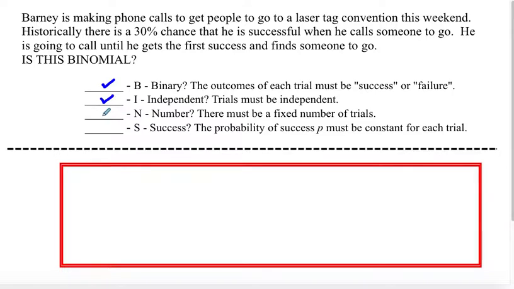N, number. Is there a fixed number of trials? Does the description up here say that he's going to call a certain amount of people? It says he's going to call until he gets the first success. So it does not indicate a set number. That condition is not met. S, for probability of success: there is a probability of success, that's 30%, so that does check off as well. But since the N in BINS does not work, it is not binomial.